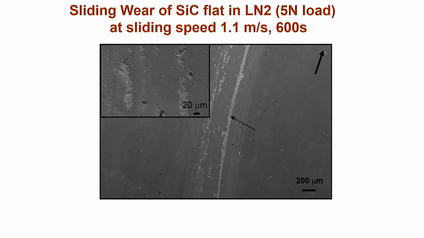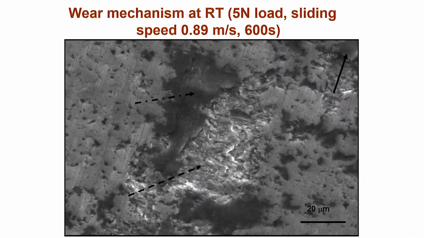Now, if you look at these scanning electron microscopy images, this is your sliding track and this is your sliding direction. If you look a little bit closely at this particular region, there is some contrast difference showing that perhaps some of the silicon carbide can be oxidized to silica. Let us look in much more detail at what is happening at an intermediate sliding speed of 0.89 meter per second after the sliding is over for 10 minutes.